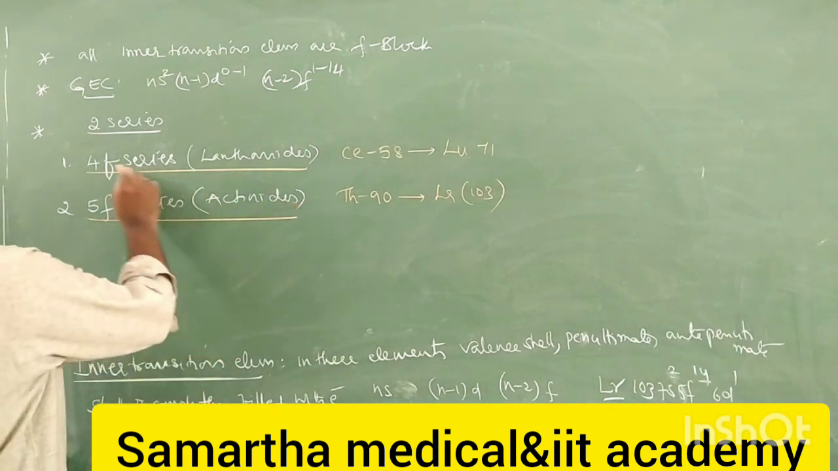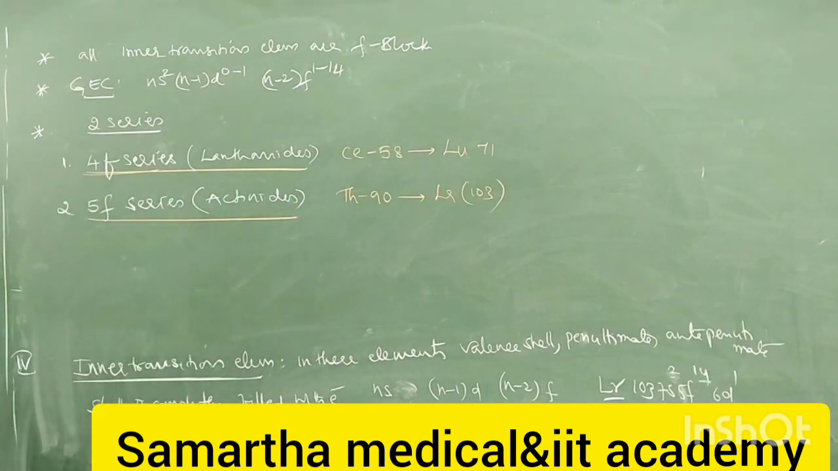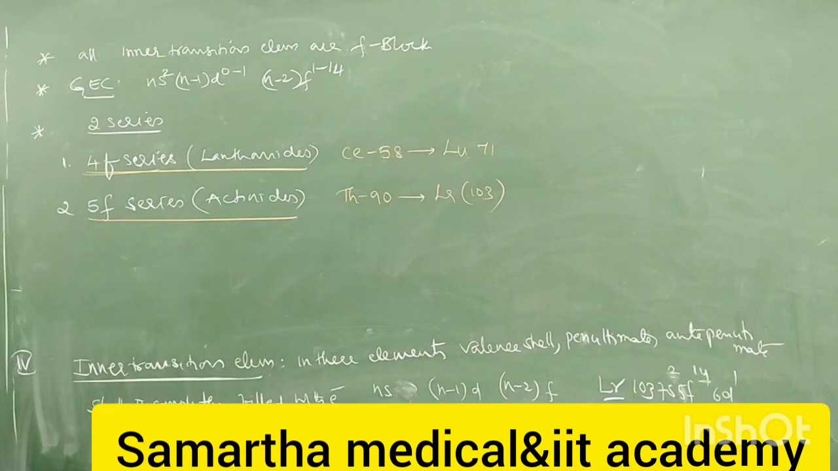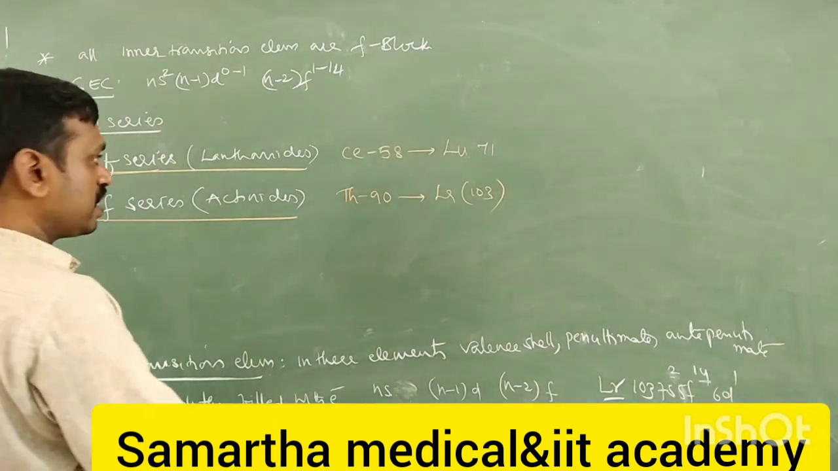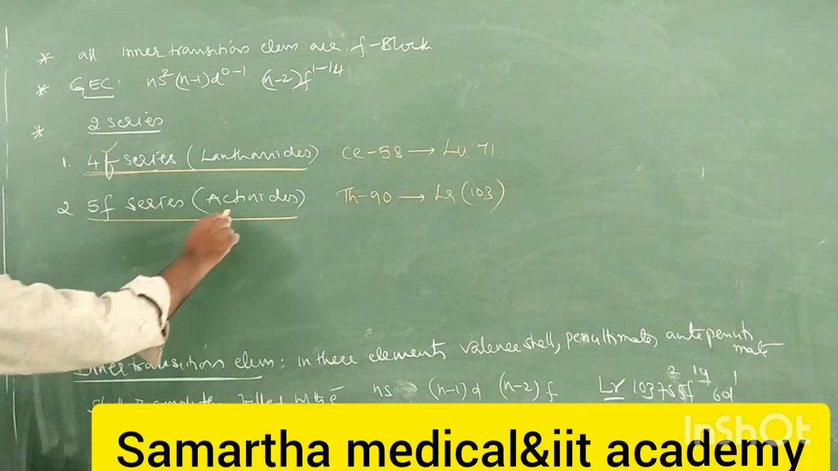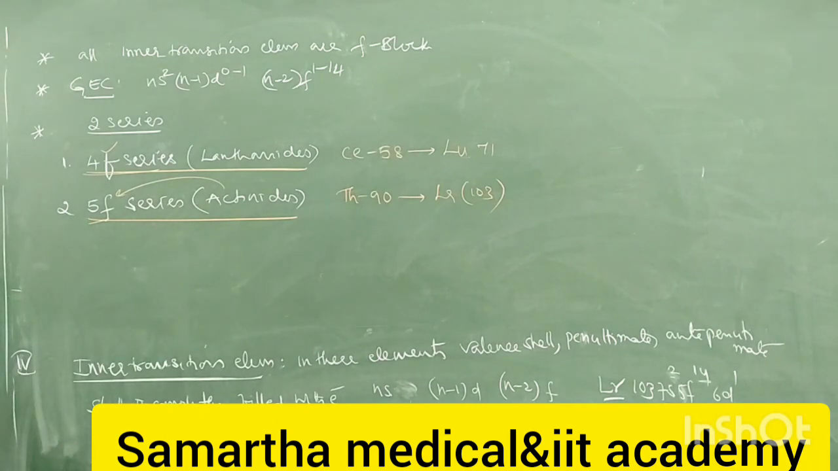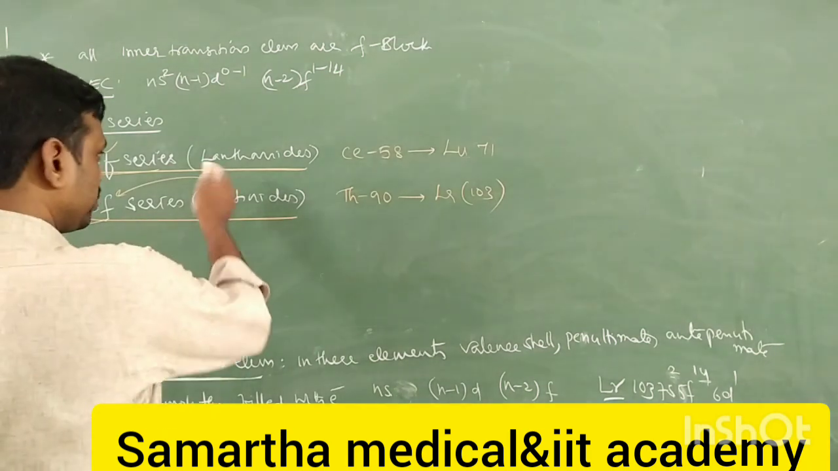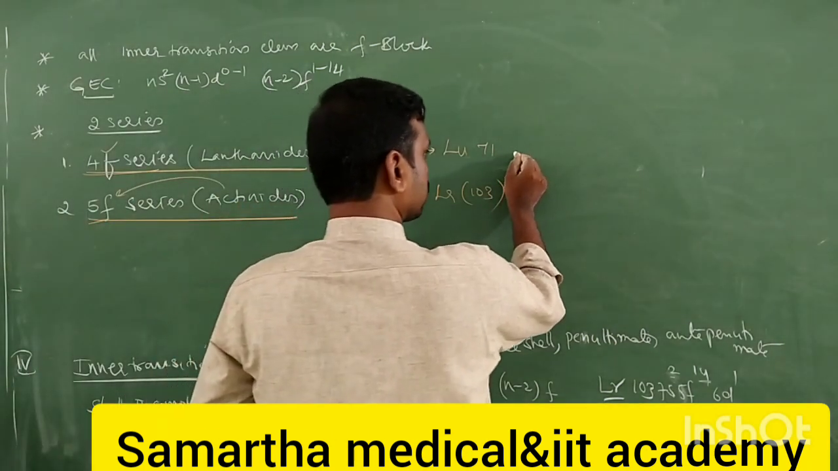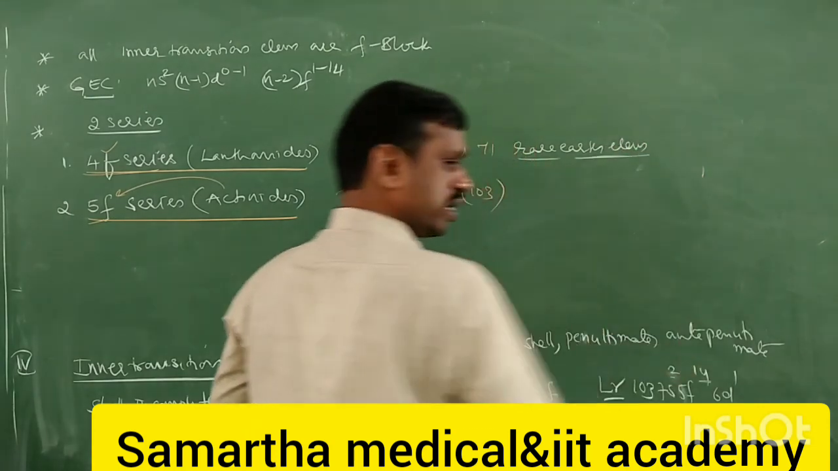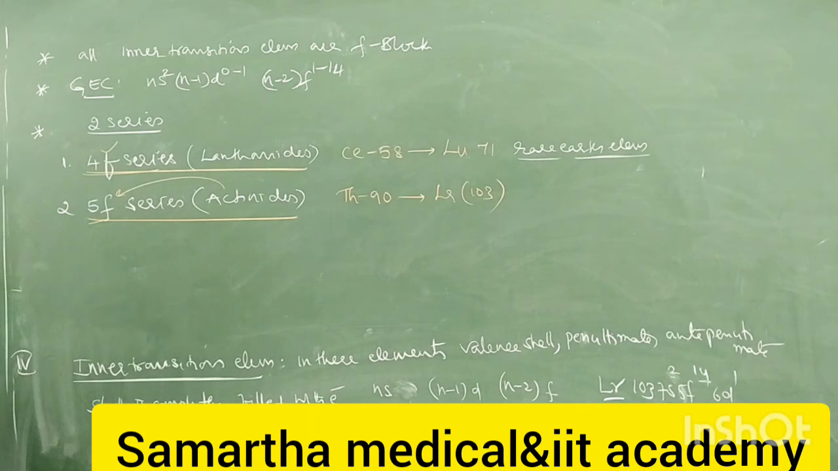Why are lanthanides called the 4f series elements? Because the differentiating electron enters the 4f orbital. Actinides are also called the 5f series because the differentiating electron enters the 5f orbital. Next, this 4f series or lanthanides are also called rare earth elements, because they occur very rarely in the earth's crust. So that is about inner transition elements.